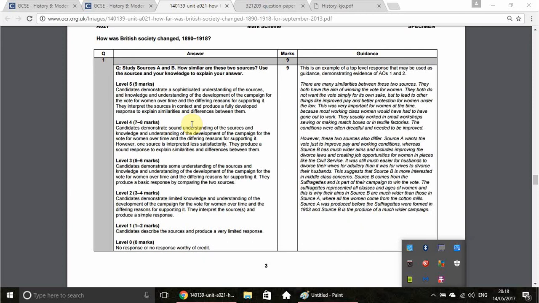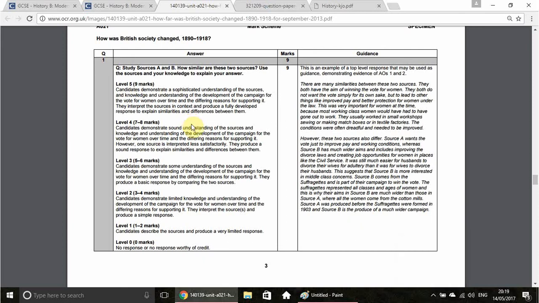So source A is from a working class campaign in order to improve women's rights in that particular situation. So the purpose is to improve their working conditions, whereas source B is for the wider campaign to get votes for women, and therefore the working rights are thrown in with other more middle class concerns such as being able to divorce husbands instead of just husbands being able to divorce wives. So more equal rights in that field. And that's explained really well in the second paragraph.